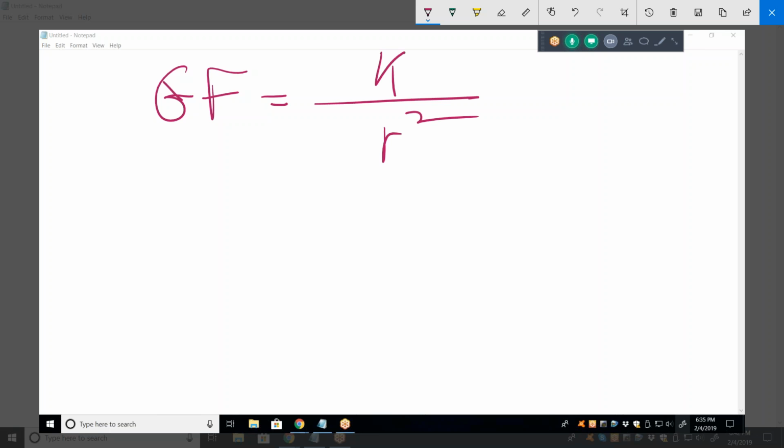Okay. In other words, if you have two planets and they're close together, the gravitational force is going to be high. But the further they get apart, not only does the gravitational force get less, but it gets less by the square of their distance, which means it gets less really rapidly. Right.